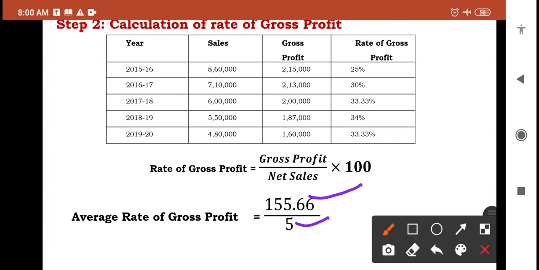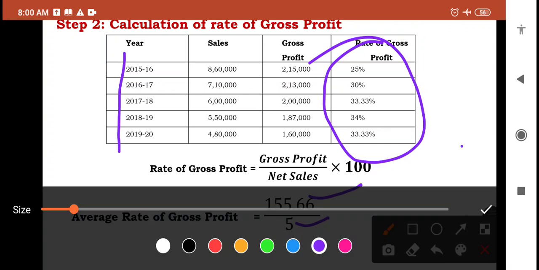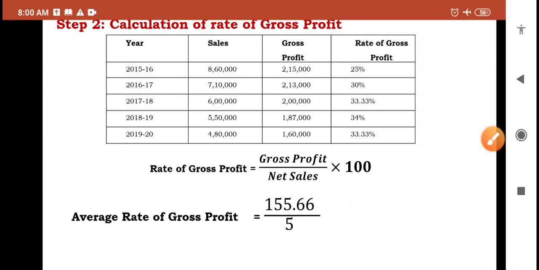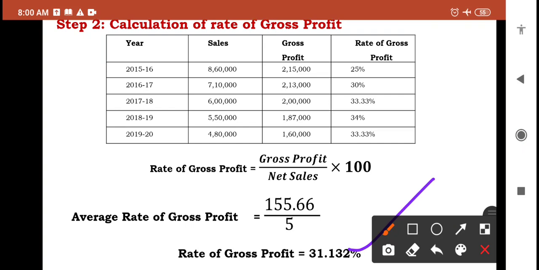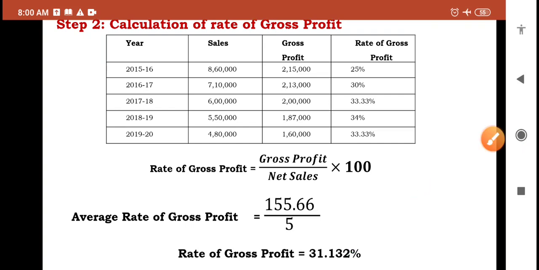155.66 is the total of these 5 years' rate of gross profit, divided by 5, that is 5 years. So you will get a rate of gross profit of 31.132%. 31.132% is the rate of gross profit. Okay, that is the average rate of gross profit.